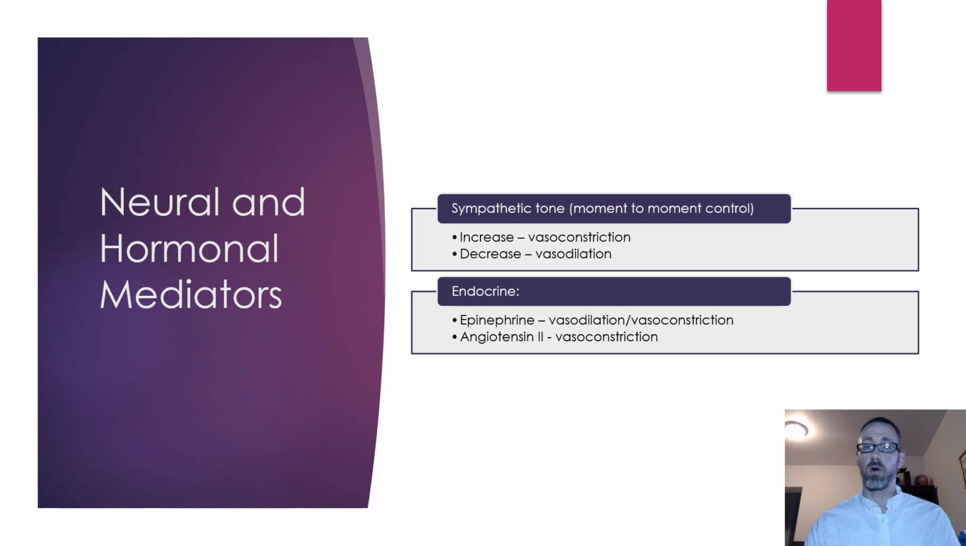All right, so neural and hormonal factors can also regulate the blood pressure. The sympathetics are the ones, there's no parasympathetic innervation. The sympathetics carry out that moment-to-moment control, so they can increase or decrease contraction. If there's more sympathetic stimulation, it's going to cause vasoconstriction. If there's less of it, it's going to cause vasodilation, so more relaxation. So that can increase or decrease flow.